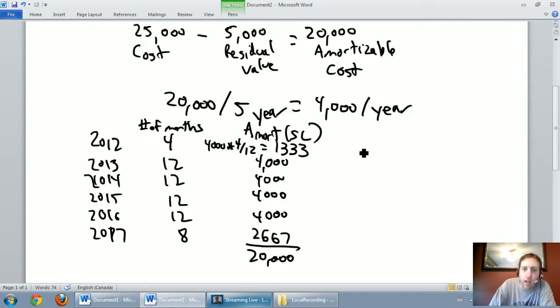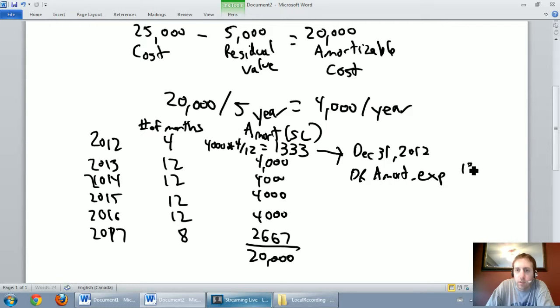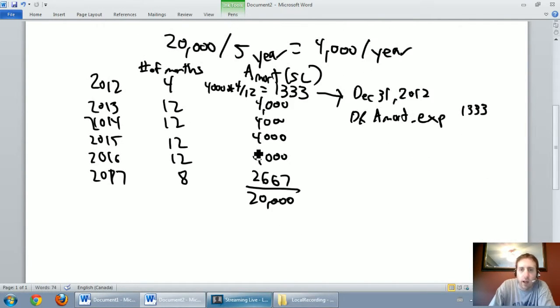Now I want you to remember, as you're doing this, our journal entry for amortization, I'll just do the one for 2012, always is going to be the same. So on December 31st, 2012, my fiscal year end, I'm going to debit amortization expense for $1333, and I'm going to credit accumulated amortization. I'm just going to put AA, but I want you to hear what I'm saying, accumulated amortization or accumulated depreciation, and I credit that for $1333. I just want you to not lose sight that that's what the journal entry is for amortization. In 2013, I would debit amortization expense, credit accumulated amortization for $4,000, and again, that would happen at my fiscal year end.